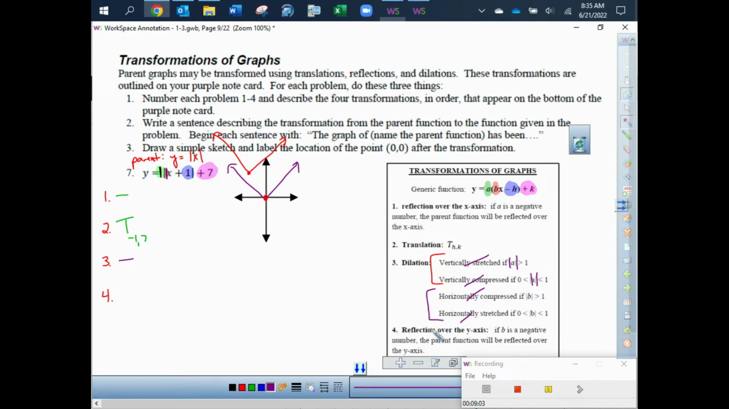And then the last thing is they want to know if this thing has been reflected over the y-axis. How do you tell? If the b value is negative. We'll check out our b value. Our b value is 1. He is not negative, so that has not happened.